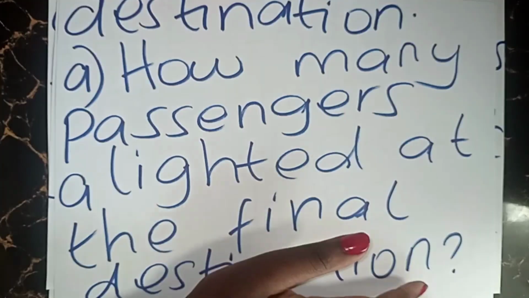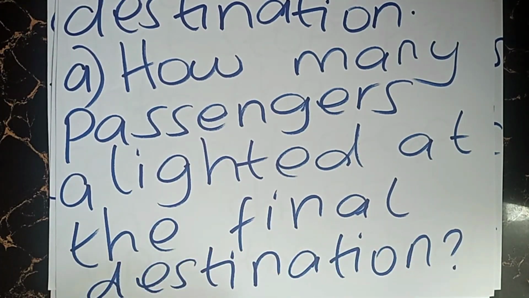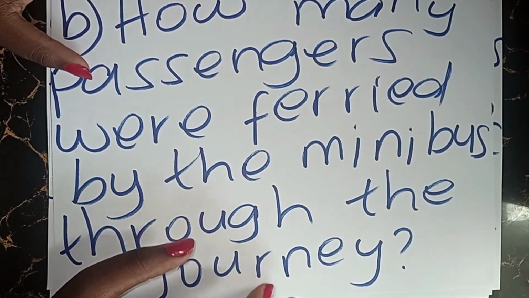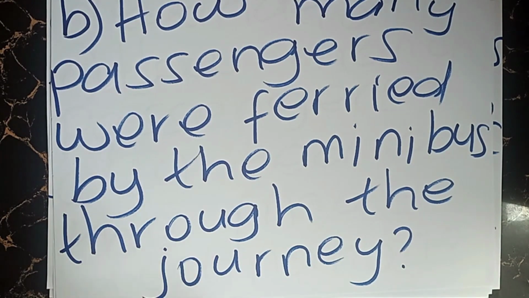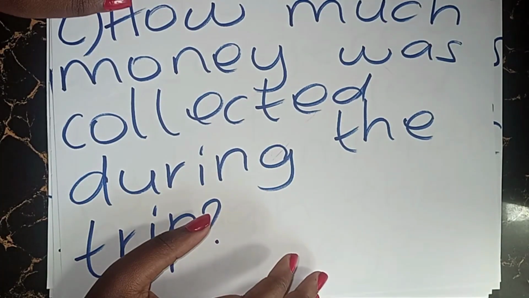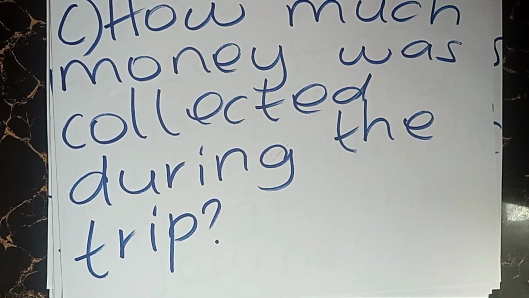Part A, how many passengers alighted at the final destination? Part B, how many passengers were ferried by the minibus through the journey? And part C, how much money was collected during the trip? Okay? Yes, so as usual, we'll follow the same procedure. I will read the question one more time as we write what we understand, okay?